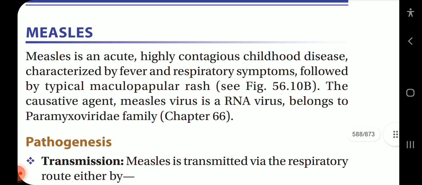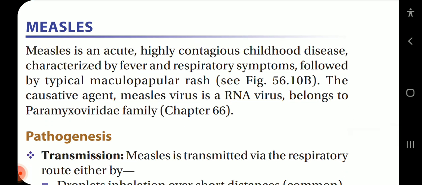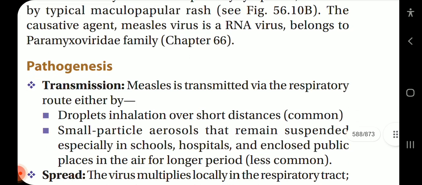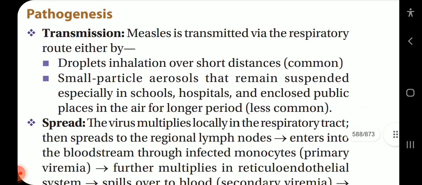First of all is measles. Measles is an acute, highly contagious childhood disease characterized by fever and respiratory symptoms, followed by a typical maculopapular rash. The causative agent, measles virus, is an RNA virus that belongs to the Paramyxoviridae family.